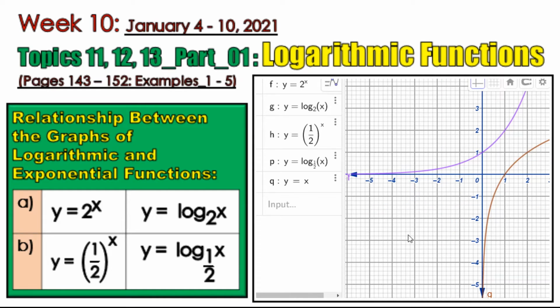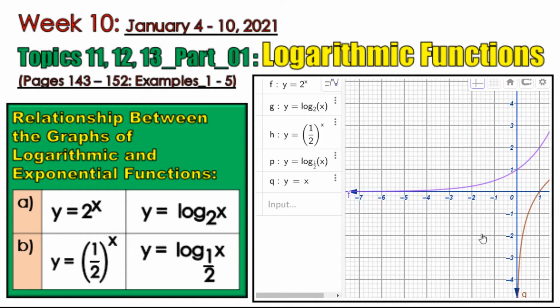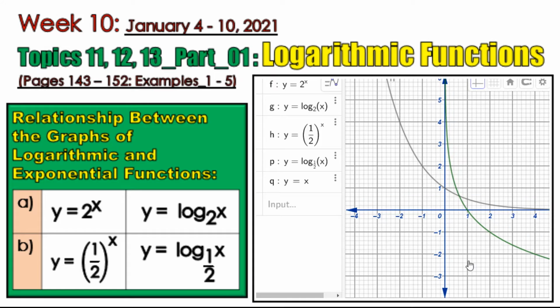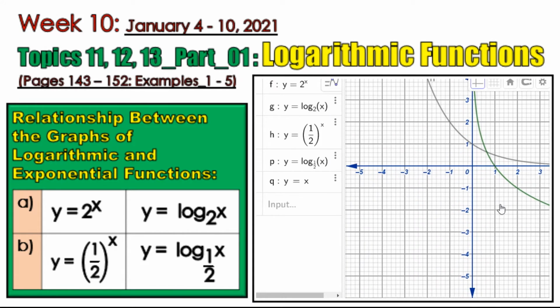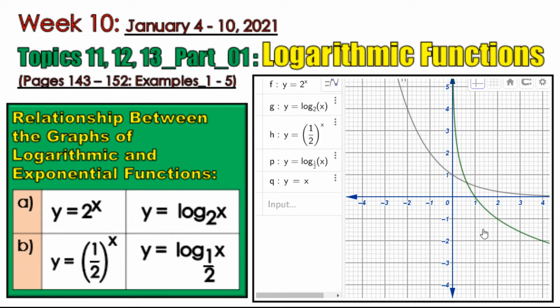So what can you say about these two graphs? What do you think is the relationship between these two graphs? Remember, these two functions are inverse to each other. How about our second pair? Let us sketch the graph of the first function, y is equal to 1/2 raised to x. This is the graph. And for the second function, which is its inverse, is logarithm of x to the base 1/2. So what do you think is the relationship between the graph of an exponential function and the graph of a logarithmic function, which are inverse to each other?